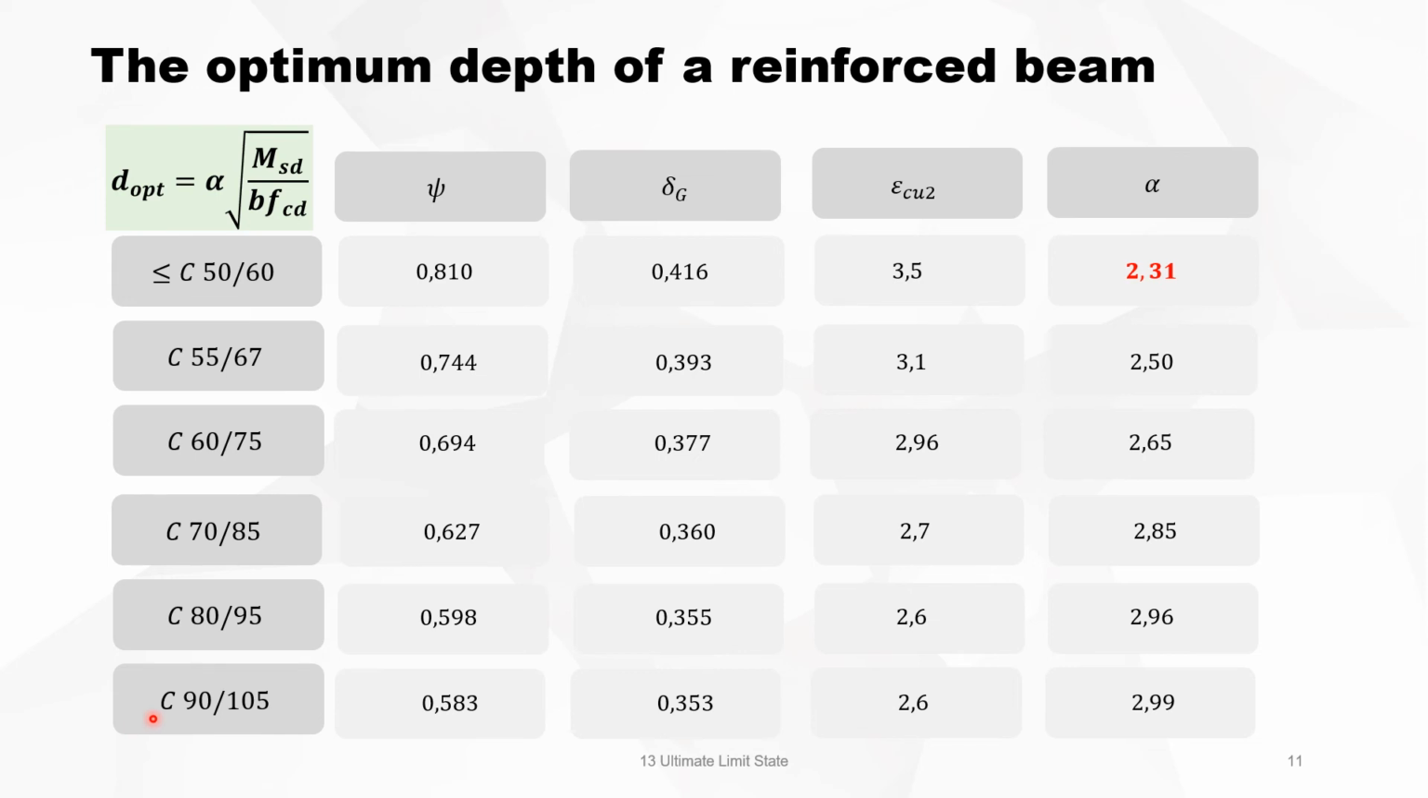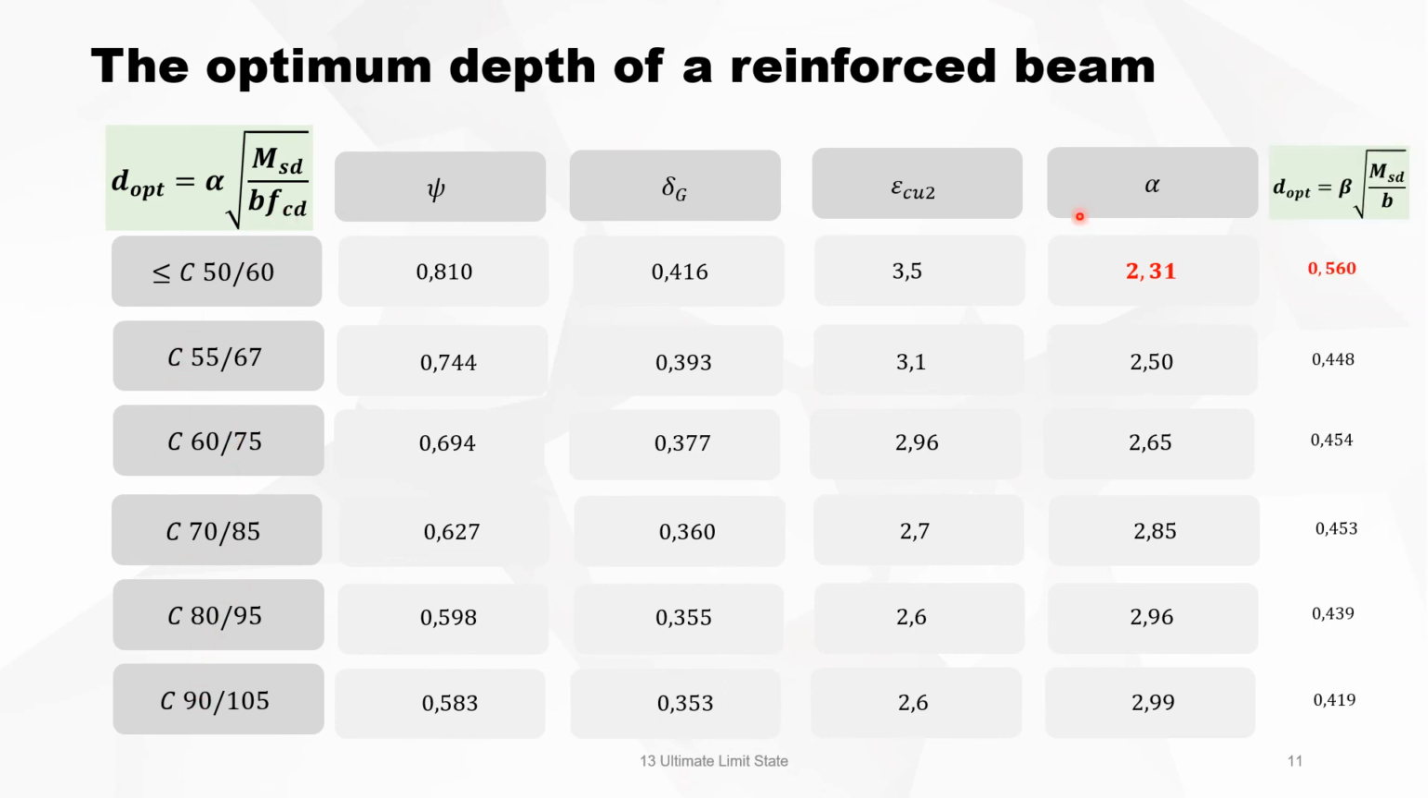But something terrible is wrong about this table. This is an increasing concrete quality, and it gives the impression that you need an increasing optimum depth. That's not logical. So what's wrong? Well, what's wrong is that FCD is still in here. So we should use the proper value for FCD with those values of the concrete grade.